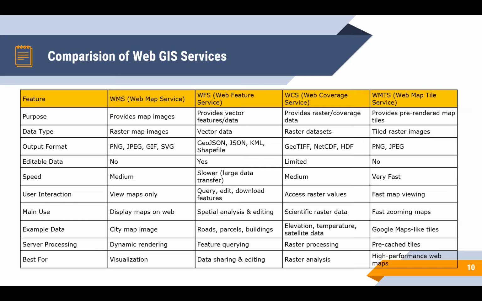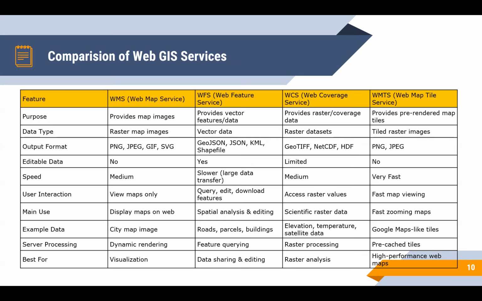Example data, you can read this one. Server processing, this is the dynamic rendering, and it will be the feature querying. Best for the visualization is WMS, and best for the editing and all, this is the WFS service. Similarly, we have some differences in the WCS and WMTS also.